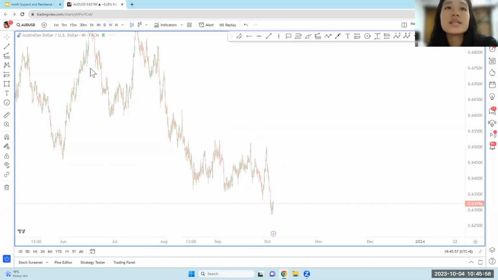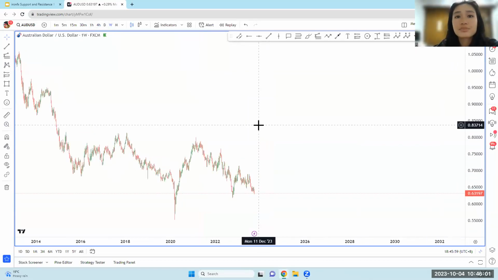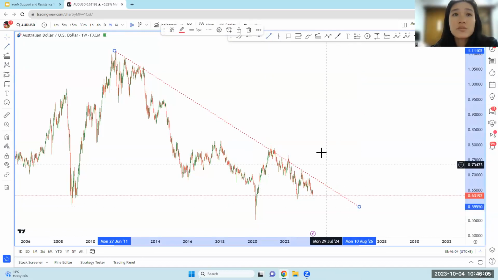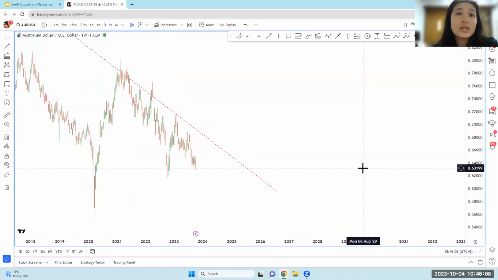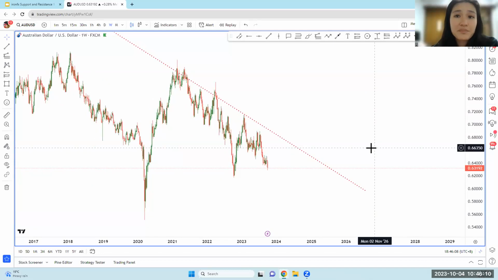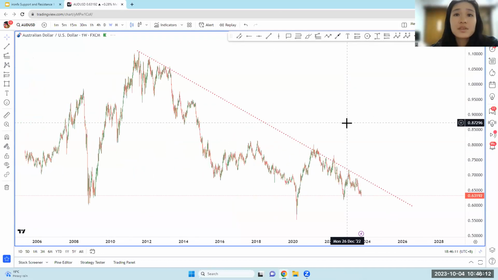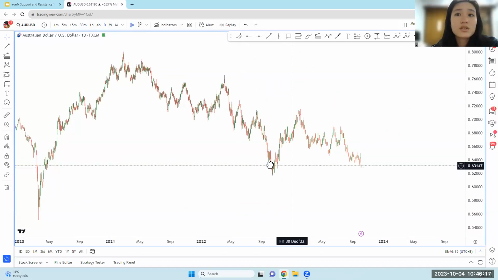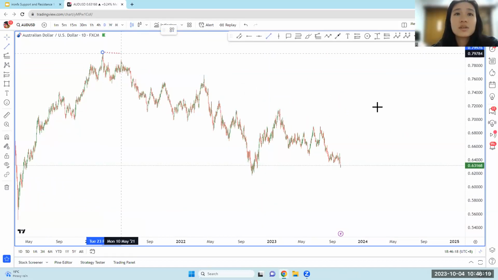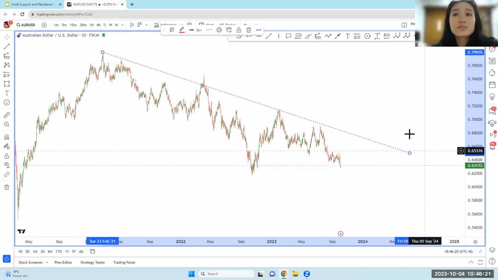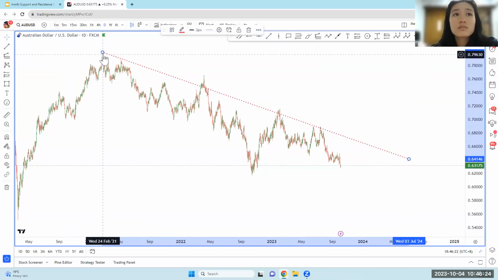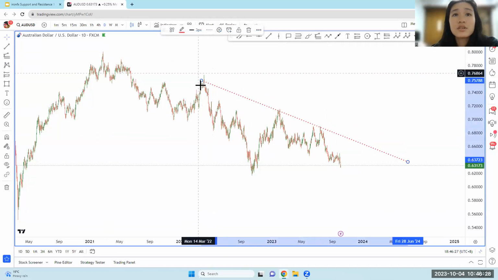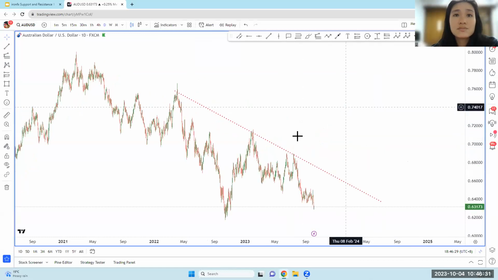Okay, so same thing, I'm gonna analyze this on a weekly chart. Let's see. Yep, we have a descending trend line on our weekly time frame. Okay, next, if we take a look at our daily time frame, also a descending trend line here. Remember the three touches here.